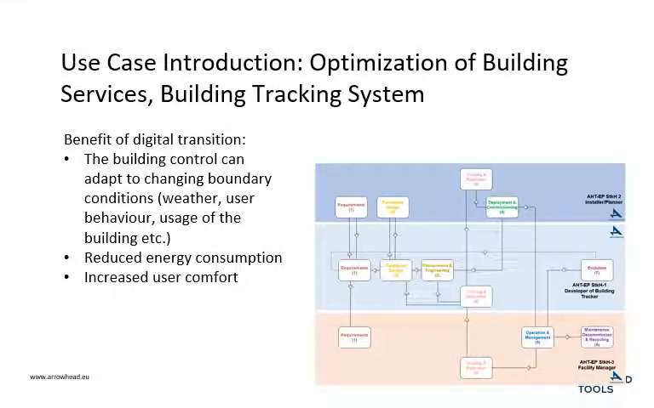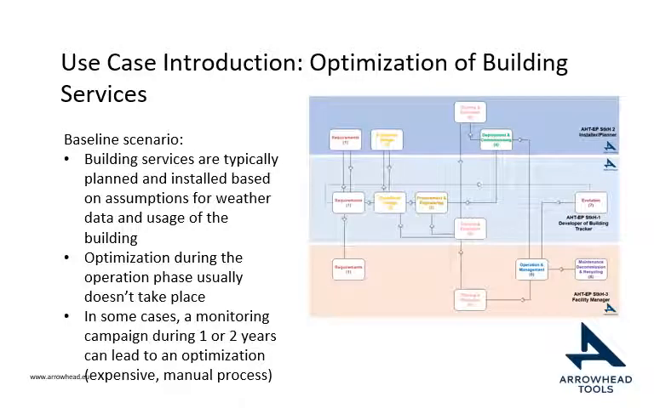The use case deals with the automated optimization of the building services during the operation phase of a building. The benefits of an automated process are that the building control can adapt to changing boundary conditions. This will lead to reduced energy consumption and increased user comfort. The building services of most buildings are planned and installed based on assumptions for weather data and usage of the building. In most cases, there is no optimization once the building services have been commissioned. In some cases, a monitoring campaign, which can last 1 or 2 years, can lead to an optimization, which is expensive and a manual process. And this is the baseline for our use case.